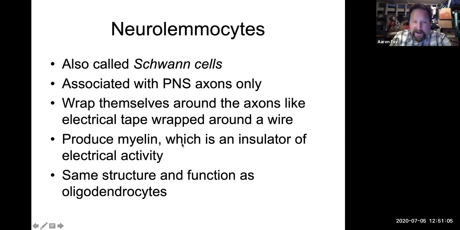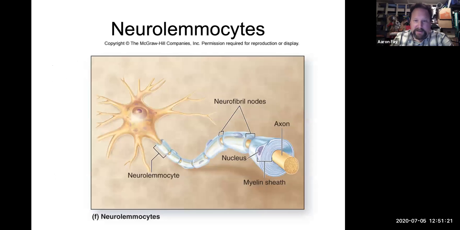Right, so they're responsible for myelination in the peripheral nervous system. Again, it increases the speed of the action potential, and it allows it to occur much more efficiently, so it requires less energy. Same function, I should say, as an oligodendrocyte. So this is the neuron, one neurolemmocyte, 2, 3, 4, 5, 6, 7, and you can see it has a nucleus, and notice it has these layers of the myelin sheath.